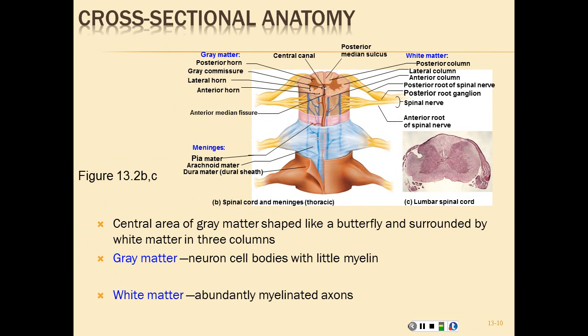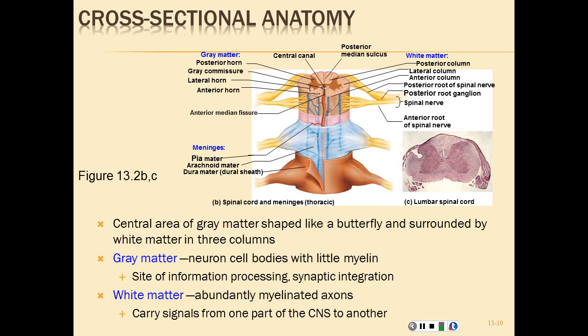Alright, so here we're looking at the gray matter and the white matter. So here we have the gray matter in here, and the white matter is what is going to be surrounding this gray matter. Now the gray matter has a relatively dull color because it contains very little myelin. It consists of somas, dendrites, and proximal parts of the axons of the neurons. Now the white matter has a pearly white appearance due to the abundance of myelin and consists of bundles of axons called tracts. And the white matter carries signals from one part of the CNS to the other. But the gray matter is the part that does all that processing and, of course, synaptic integration.